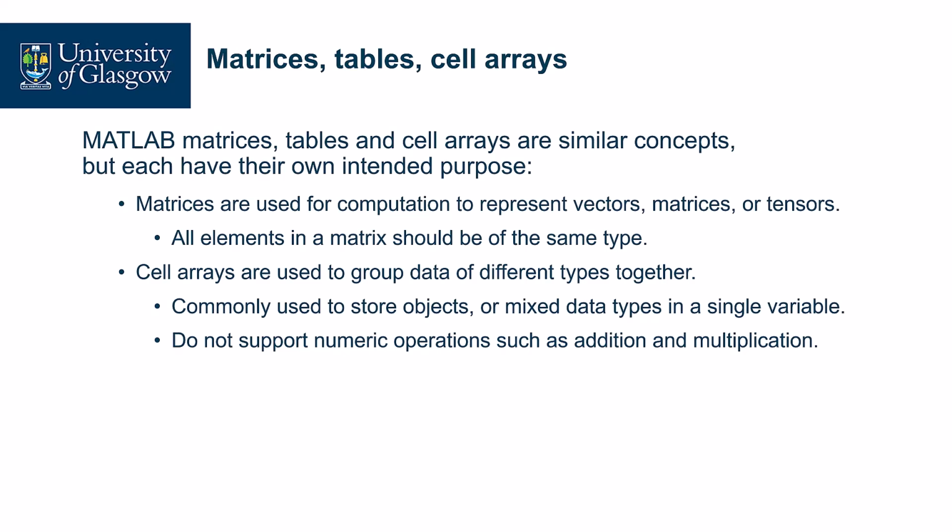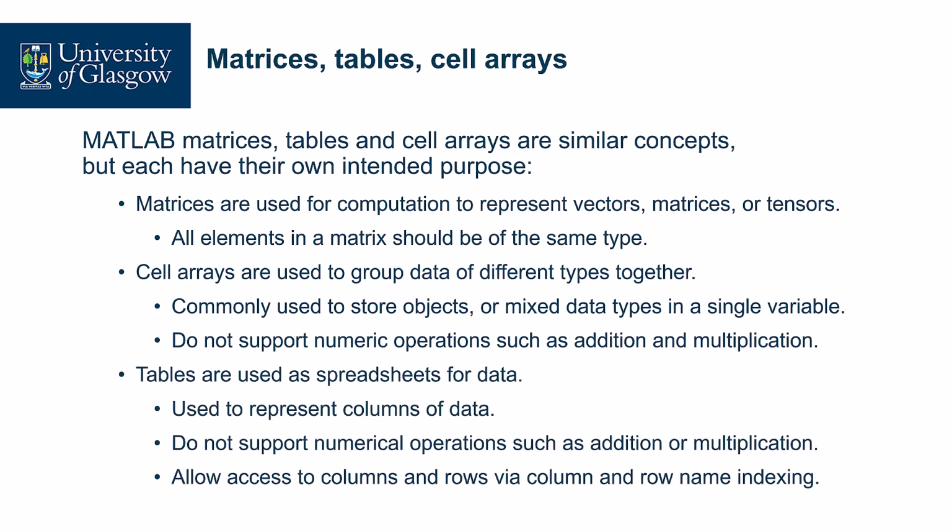Cell arrays are used to group data of different types together. We commonly use them to store objects or mixed data sets in a single variable. This is just for storage, the collection of many variables into a single variable. With cell arrays, we can't do numerical operations. We can't add them or multiply them. So this is not possible.